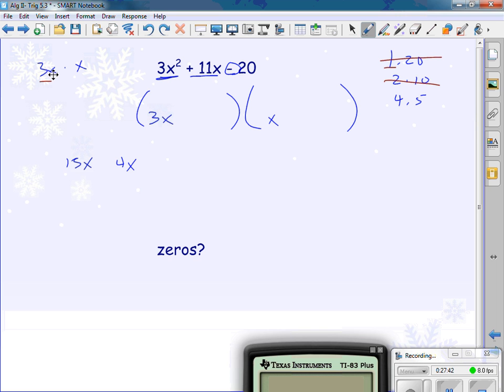So I took the 3x and I multiplied by what? 5. And I took this x and I multiplied it by 4. Now, did we have a positive 15 or a negative 15? We need a positive 15, because positive 15 minus 4 will give me 11. Plus, minus. My zeros are 4/3 and negative 5.